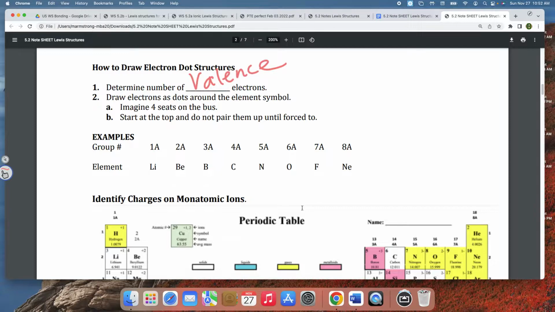So, for example, lithium is in group 1A. It would have 1 dot. Beryllium is in 2A. It would have 2 dots. Boron is in 3A, so it'll have 3 dots, and so on and so forth. And oxygen, I could have spread them out so there was a single one there somewhere. And then fluorine has 7 because it's in 7A, and neon has 8 valence electrons. So you got to know how to do that. And again, the max is 8.